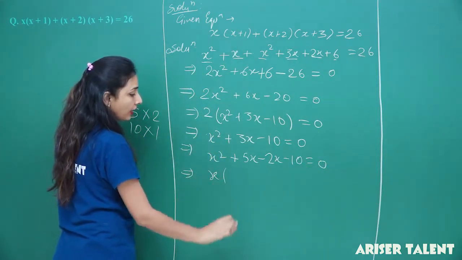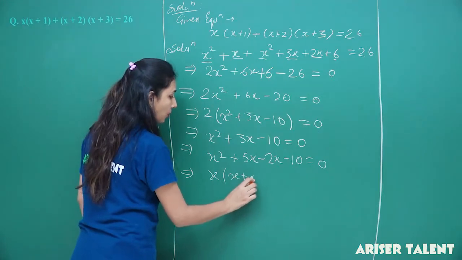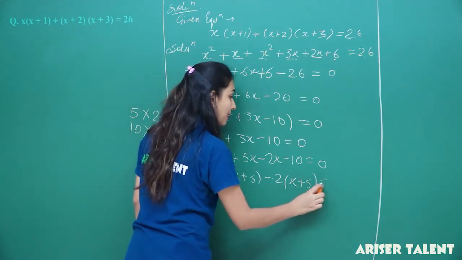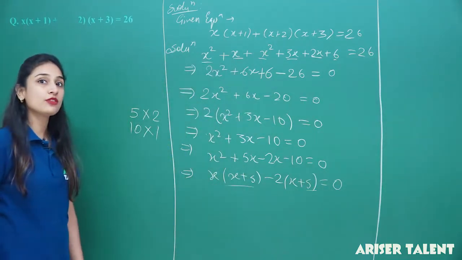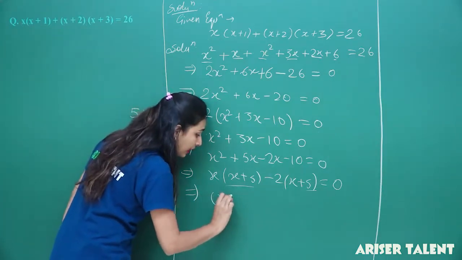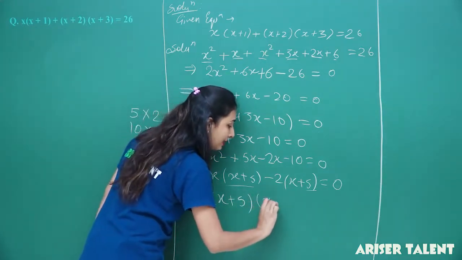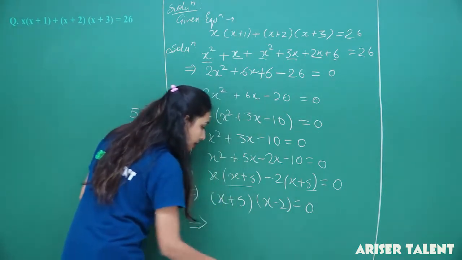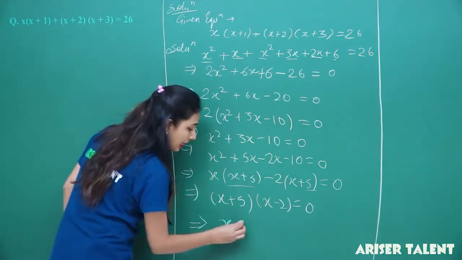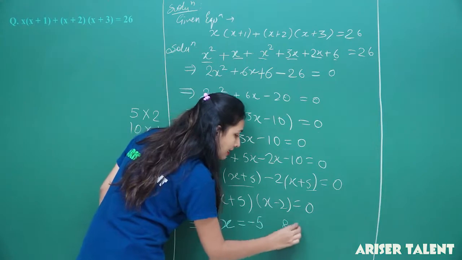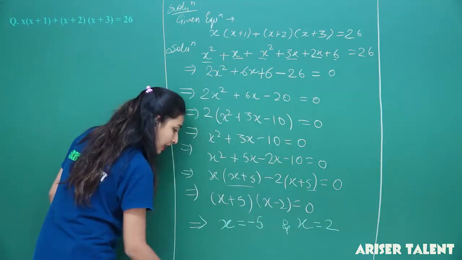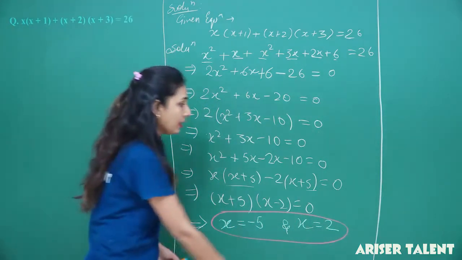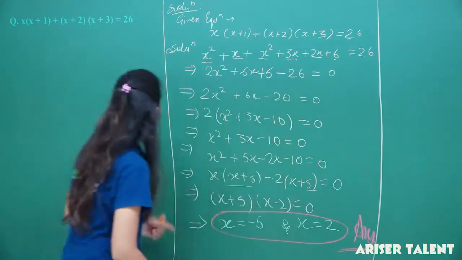Now x common, okay, x plus 5. Now minus 2 common, what will become? x plus 5 equals 0. Again we have x plus 5 common, so it will be (x + 5)(x - 2) equals 0. So students, what you concluded is that the roots of this equation will be x equals minus 5 and x equals 2. Right or wrong? Say right. Okay, so this is our answer for this question, students.